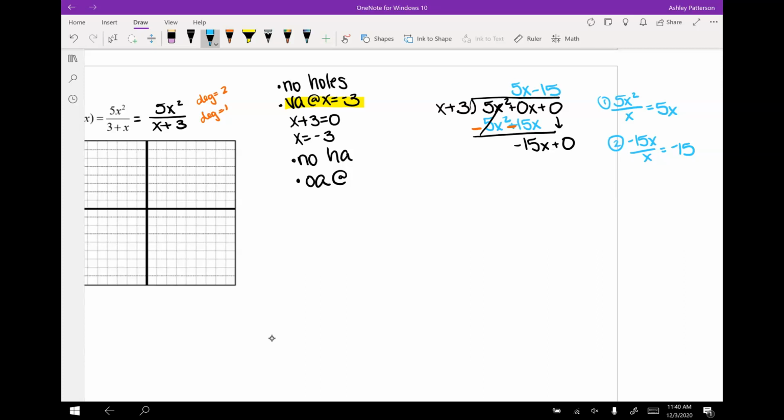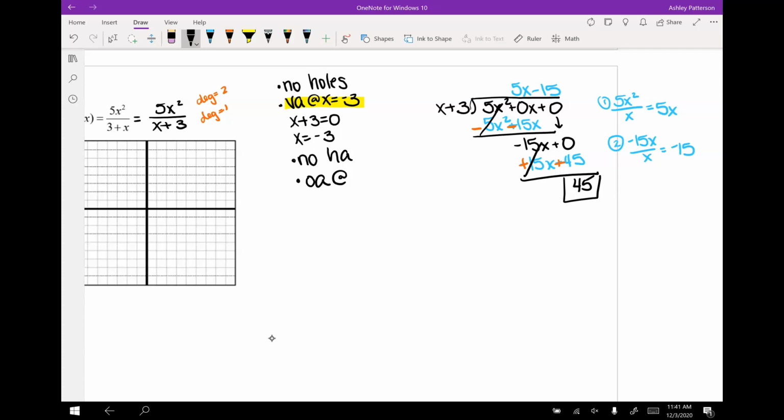And then I multiply through. So negative 15 times x gives us negative 15x. Negative 15 times 3 gives us a negative 45. What do we do now? We subtract, or we change the signs. The first terms cancel, and we're left with a positive 45. This is our remainder. The remainder symbolizes that x plus 3 is not a factor of 5x squared.